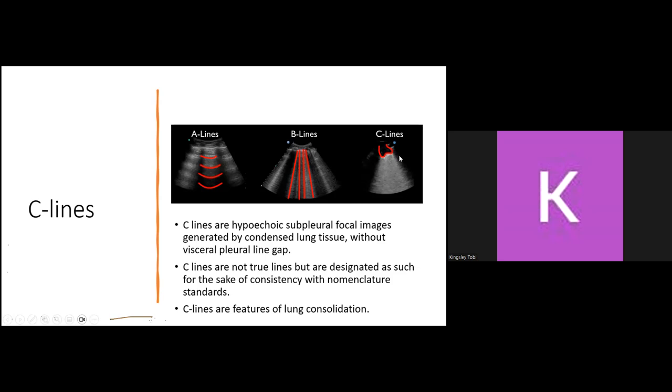But anytime you are able to decipher C lines on your lung ultrasound, you must also look for other features of lung consolidation in the patient.